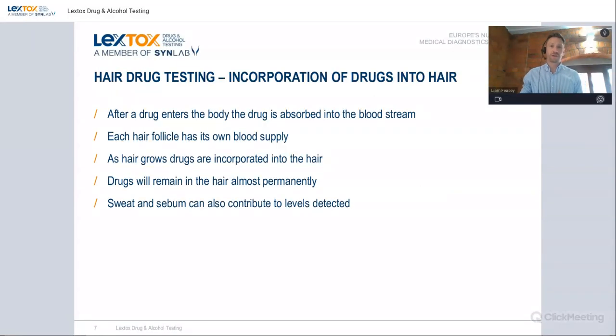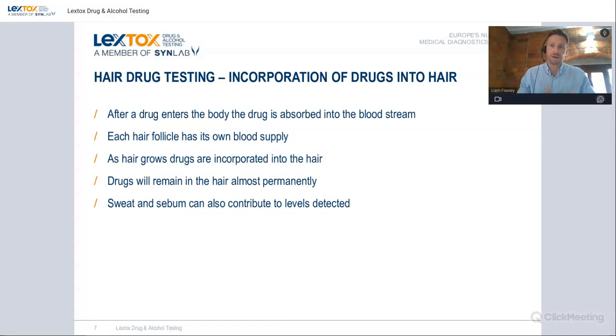So the way that a drug gets into the hair is that upon ingestion, the drug goes into the bloodstream. The bloodstream then transports that drug around the body. And because the drug is present in the blood, and every single hair follicle has its own blood supply that feeds it with the nutrients it needs in order to grow, as the hair is growing, it takes up any drug which is in the blood itself and incorporates that into the root of the hair.